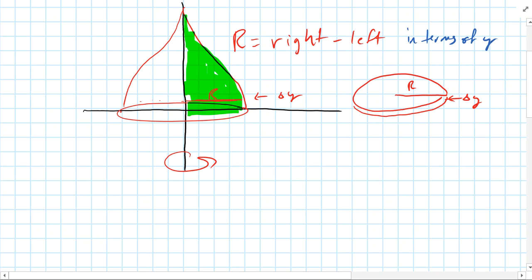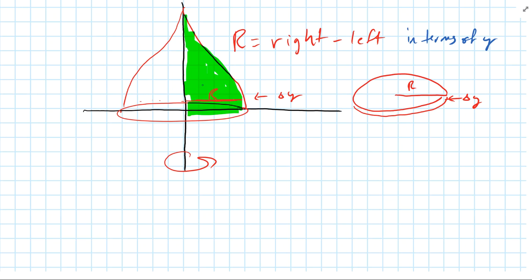So what this is saying is if your axis of rotation is the y-axis or is parallel to the y-axis, which means my region or my radii, are they perpendicular to the y-axis? Whatever that radius is perpendicular to, that's what it's in terms of. So this is in terms of y.